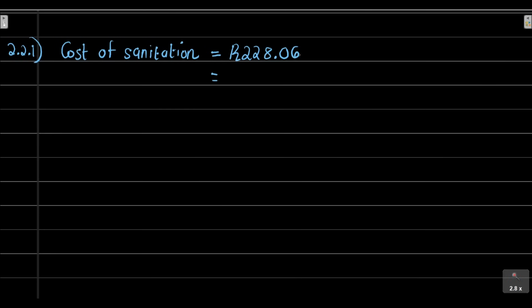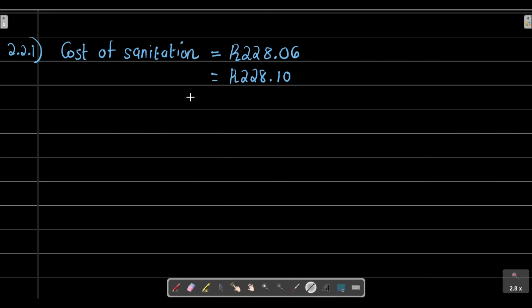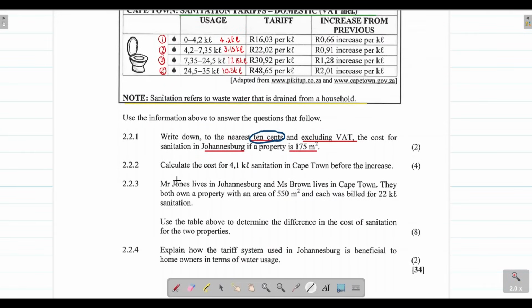Because we've got a 6 there, that tells us that we need to round up. Therefore our answer is going to be 228 rand and 10 cents. That will be the cost of sanitation if you live in a property that is 175 meters squared in Johannesburg. Question 2.2, calculate the cost for 4.1 kiloliter sanitation in Cape Town before the increase.